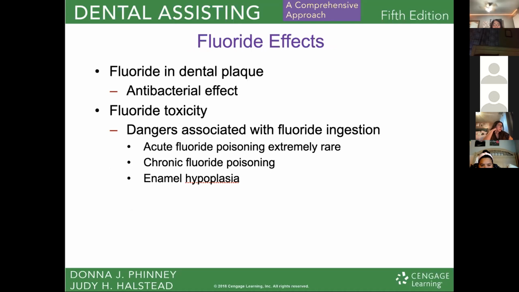So when fluoride is in plaque, it helps inhibit the production of acids that are responsible for tooth decay. So fluoride can be toxic, however, with the level of toxicity depending on the duration and dosage of ingestion. So you don't really want people to swallow this stuff. It's beneficial for the dental assistant to have the knowledge of possibilities of fluoride poisoning and when and where it has occurred.